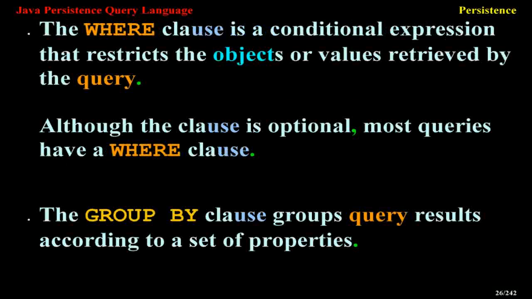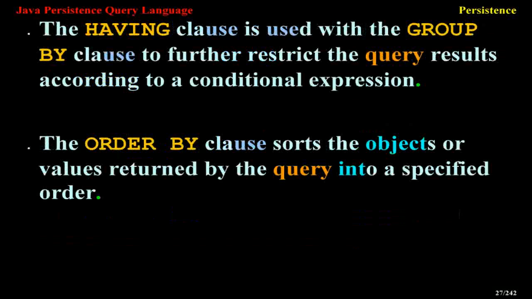The group by clause groups query results according to a set of properties. The having clause is used with the group by clause to further restrict the query results according to a conditional expression. The order by clause sorts the objects or values returned by the query into a specified order.